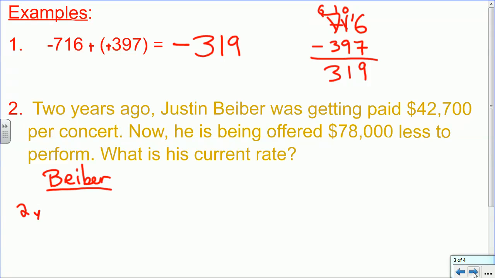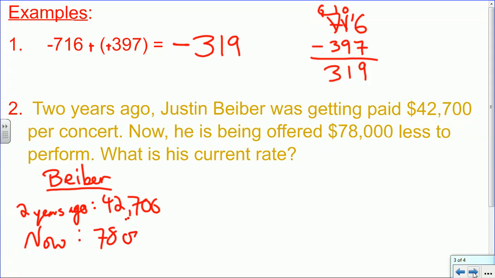So 2 years ago, it was $42,700. Now it's $78,000 less. So we're looking for how much is he getting paid. These are dollars. So he's getting paid less now, so we need to subtract that value. So we're going to have 42,700 minus 78,000.